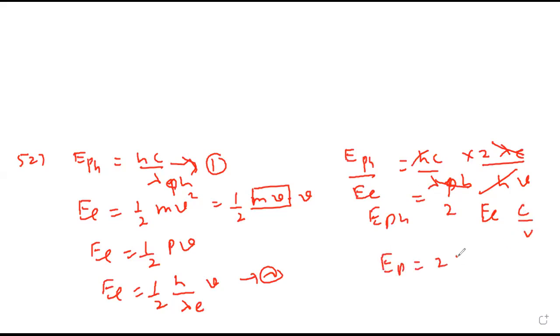Is c upon v greater than 1 or less than 1? c is the speed of light, 3 into 10 raised to 8. It will be greater always. Yes, sir, this ratio will be greater than 1. c means the speed of light, v means that of the electron. So this ratio is greater than 1, so energy of photon is greater than energy of electron. So the greatest energy is of the photon.